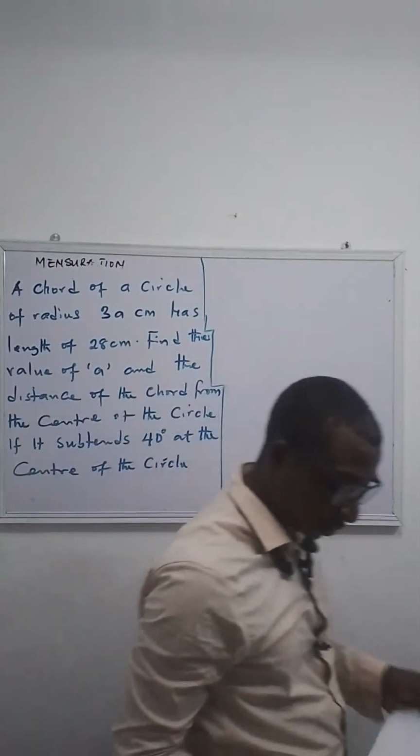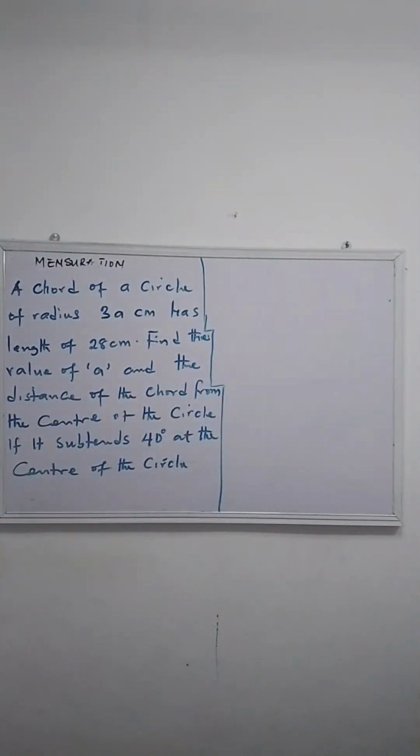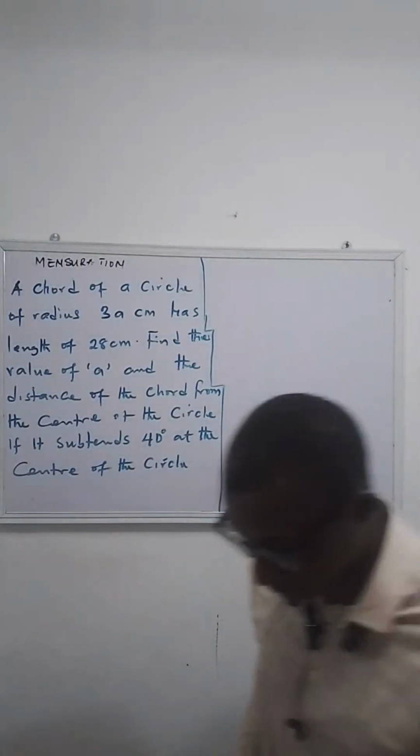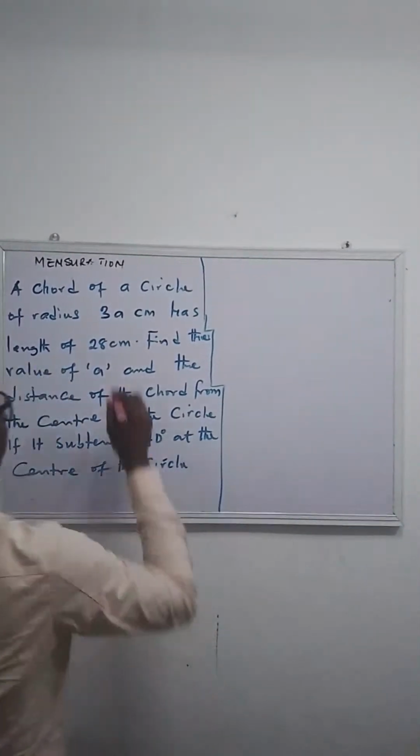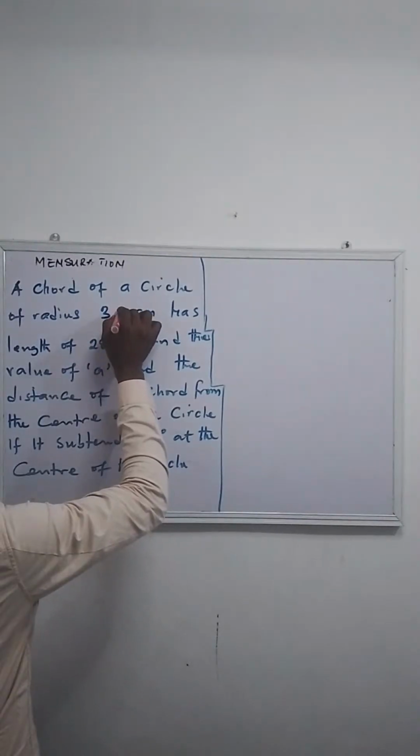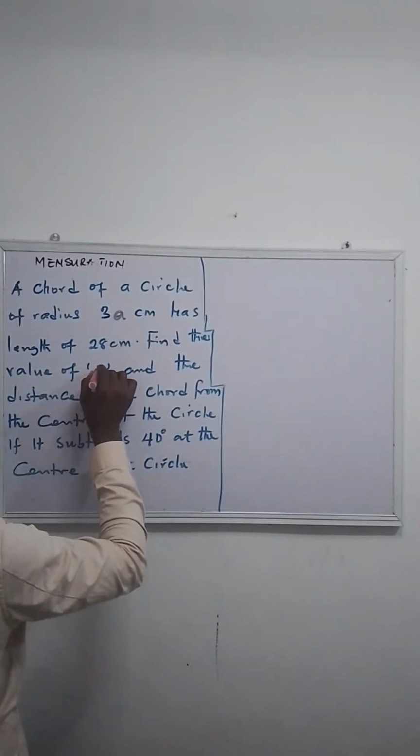Okay, yes, this is another question. So let's look up. This is A and not 9. A. And this also A.